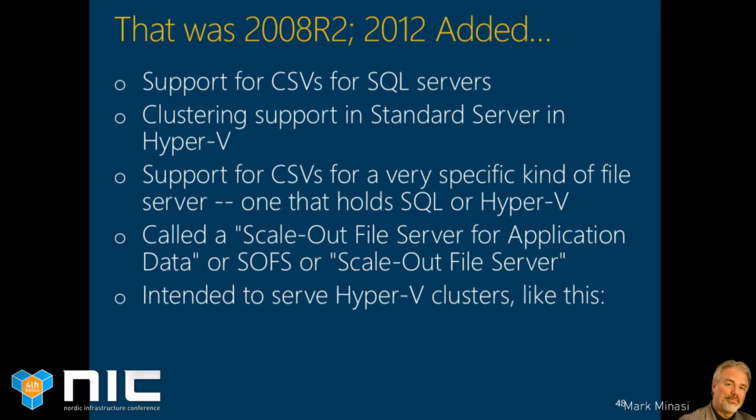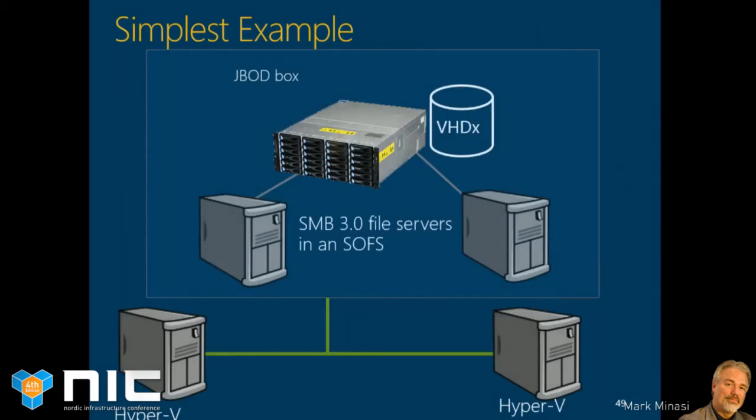And additionally, there was a third kind of cluster. Not just SQL, not just VHDs, but files, a file share cluster. This is called a scale-out file server for application data. This is the blueprint for the rocket that Microsoft wants you to build to kill VMware with. Basically, here's how it works. It's a cluster inside a cluster.